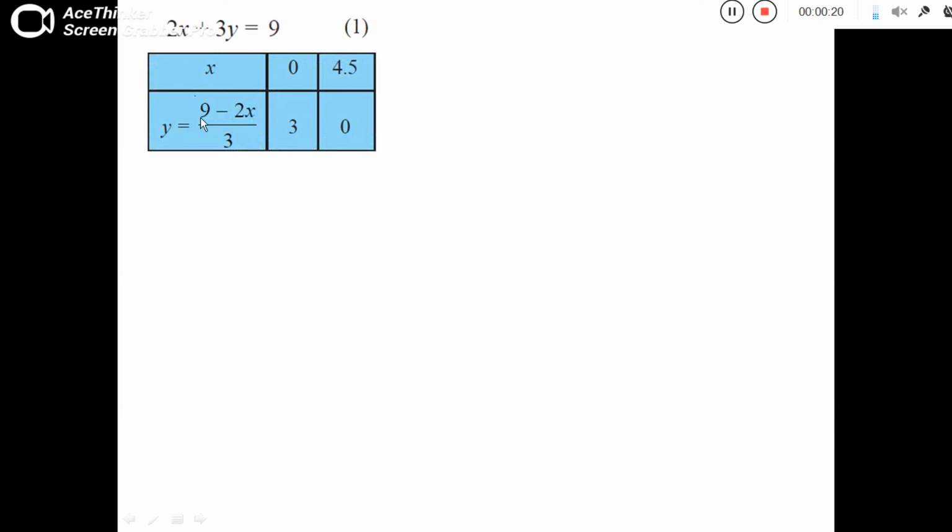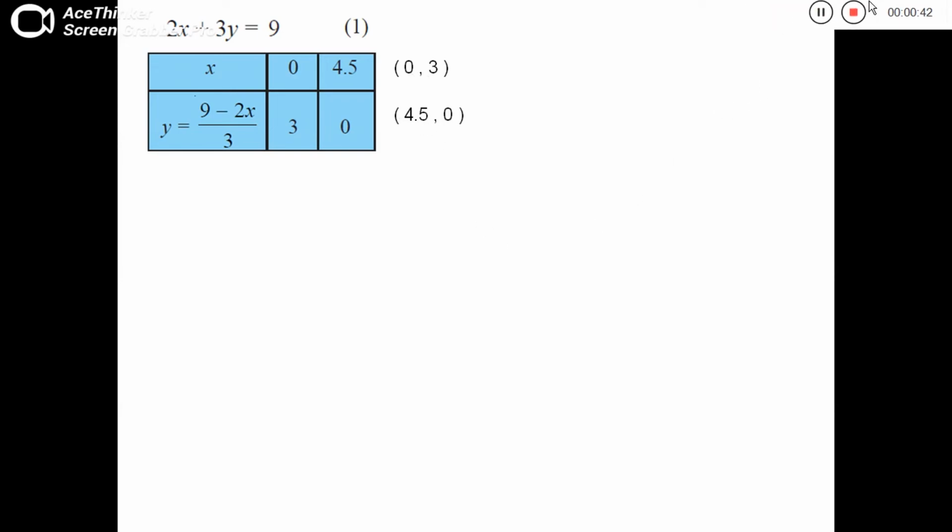So x and y. If x is 0, you will get y = 3, and if x = 4.5, then y = 0. So there are two solutions. The first solution is (0, 3), the value of x and the value of y. The second solution is (4.5, 0).